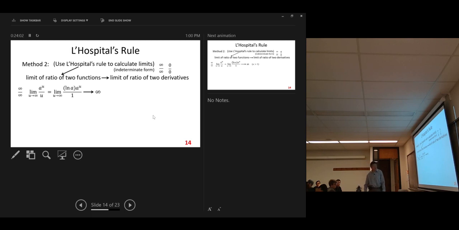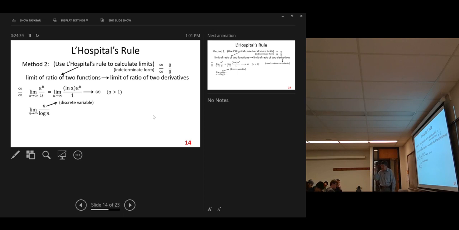Let me calculate another time. Just to remind you, a is greater than 1. Another way: let's not use the substitution expression. Let's calculate the limit on the original expression directly. When we use L'Hopital's rule, we do not need to do variable substitution, right? We can apply L'Hopital's rule on the original fraction immediately. Let me show you how to do it.